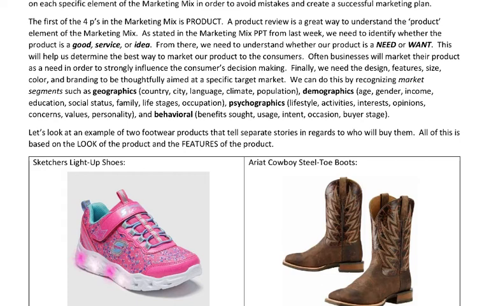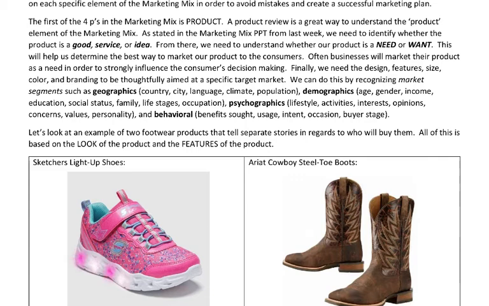From there, we need to understand whether our product is a need or want. This will help us determine the best way to market our product to the consumers. Often businesses will market their product as a need in order to strongly influence the consumer's decision making. So sometimes we may see a product that is a want, but businesses will advertise it or promote it in a way that makes the consumer think that it's a need. Finally, we need the design, features, size, color, and branding to be thoughtfully aimed at a specific target market. We can do this by recognizing market segments.